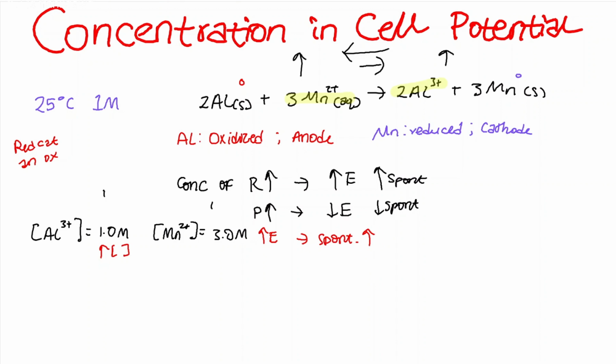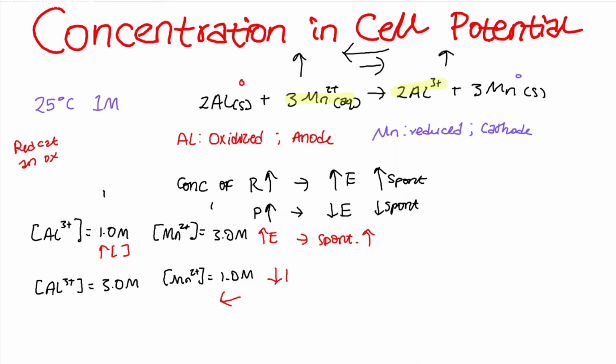And then if you do the opposite, if the aluminum concentration becomes, let's say, 3 instead, while the manganese is still 1, then you look at this equation, you just see that the product side got increased. So that means the reaction would reverse, move towards the reactant side, and the energy would decrease, and it'll also become less spontaneous, and this concentration would increase since it's moving over to the reactant side, and this is a reactant.